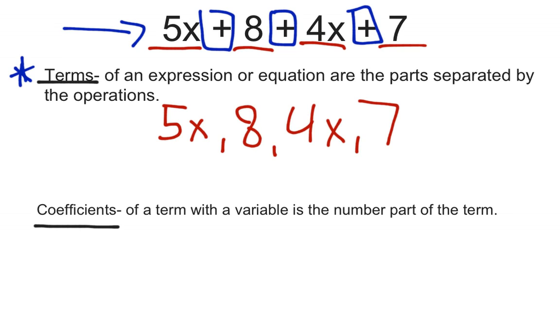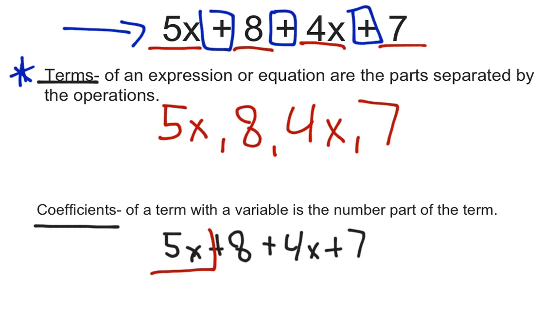Okay? Coefficients now. Coefficients of a term with a variable is the number part of the term. So again, I'm just going to rewrite down here in ink what our expression was. It was 5x plus 8 plus 4x plus 7. Okay? Now coefficients, it says a coefficient of a term with a variable. So it's a term that has a variable. So we're only looking at these two terms right now, because those are the ones that have a variable. And it says, is the number part of the term.